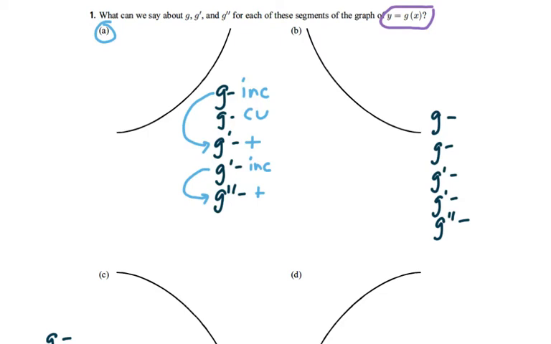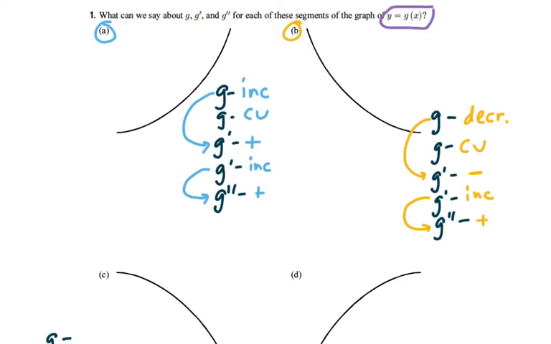Okay, part B. All right, this function is decreasing. It is concave up. Because it is decreasing, its derivative is negative. As you look at the slope of the tangent lines, the slopes are actually increasing. And because the first derivative is increasing, that means the second derivative is positive.